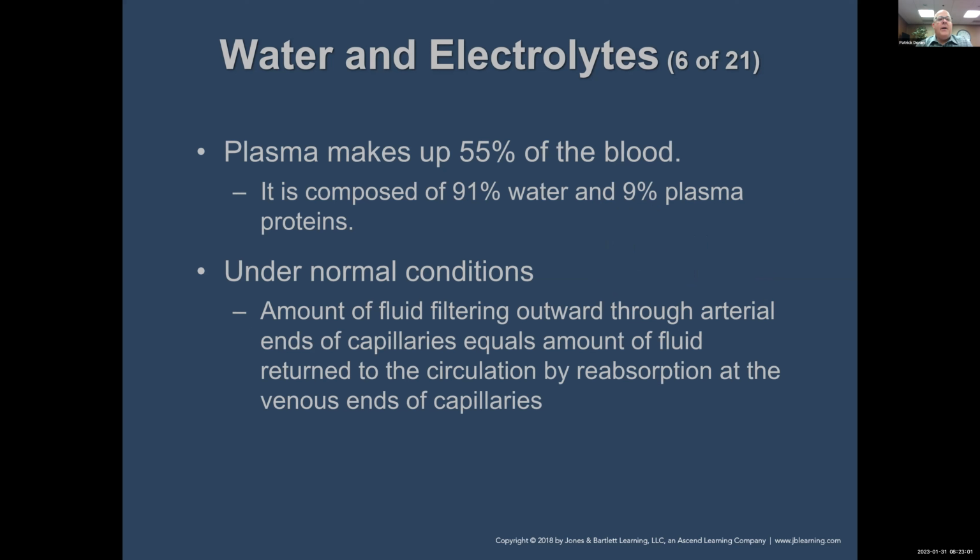So talking about water, plasma makes up 55% of the blood, right? So the components of blood: plasma, 55%; platelets and white blood cells, 1%; and then 44% are red blood cells, okay? And so the biggest component of blood is 91% water. And so that's why hydration is important.